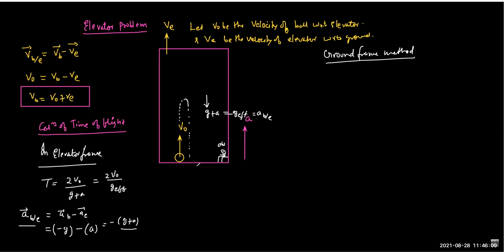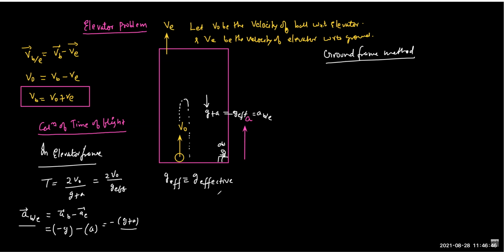Sir, T is equal to 2v naught by g plus a. In the g plus a, we have written g. What is that g_eff? That's g effective. g_eff means g effective, like the net g that the observer in the elevator will experience.